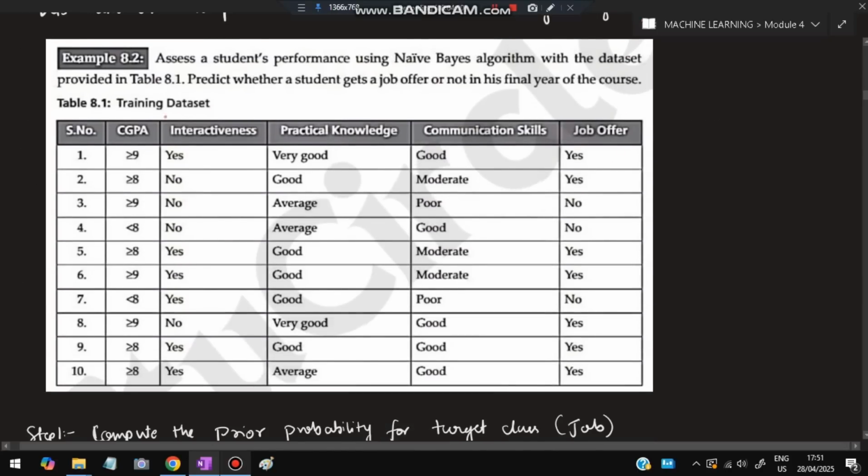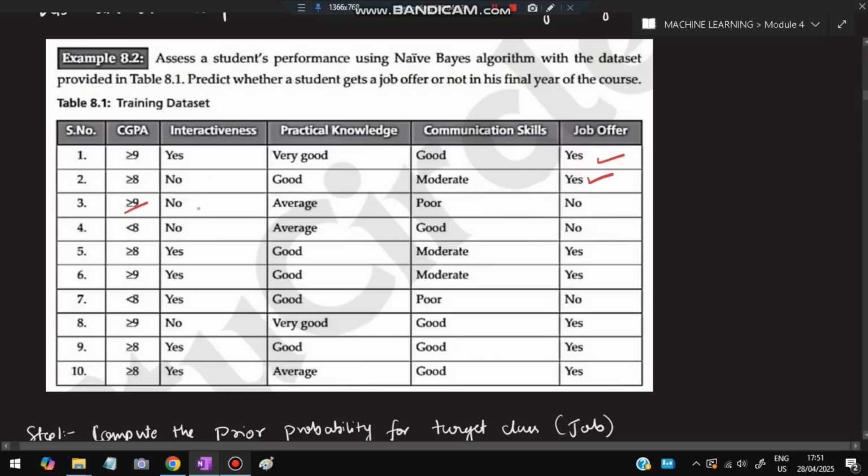So here, see, there are different kinds of features like CGPA, interactiveness, practical knowledge, communication skills. There are 4 features and one target. Means if the person has CGPA greater than or equal to 9, interactiveness is there, and the practical knowledge is very good, and the communication skill is also good, then that person will be getting the job offer.